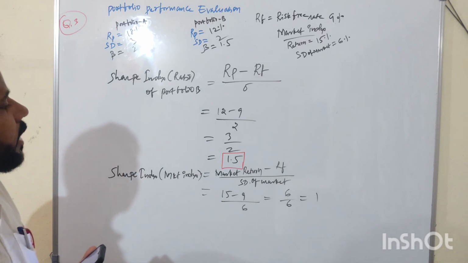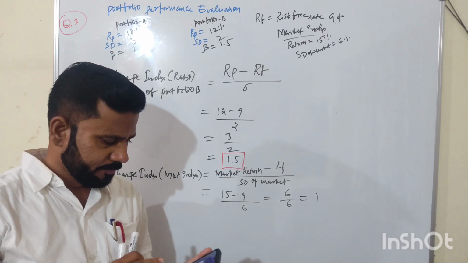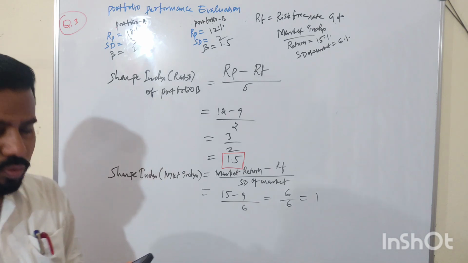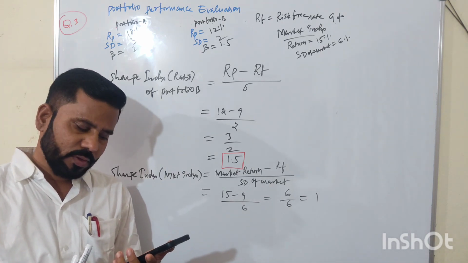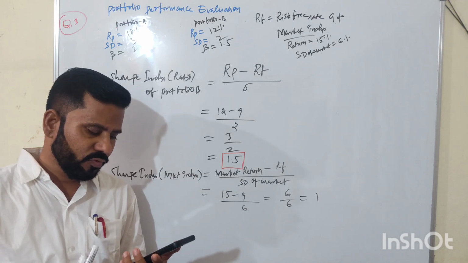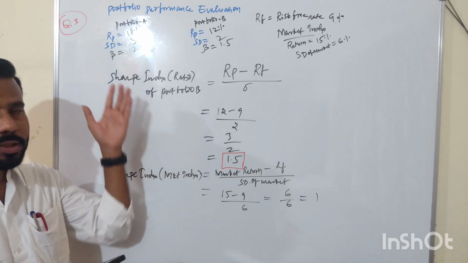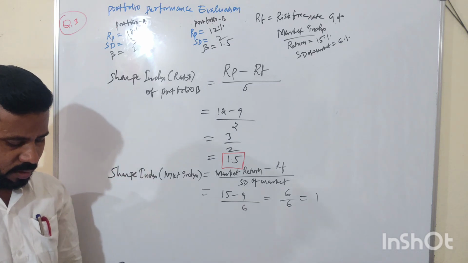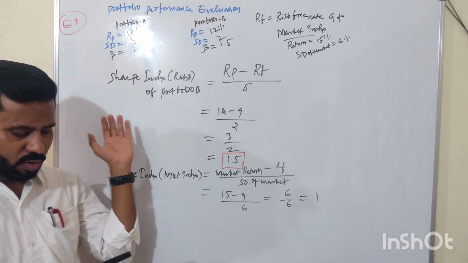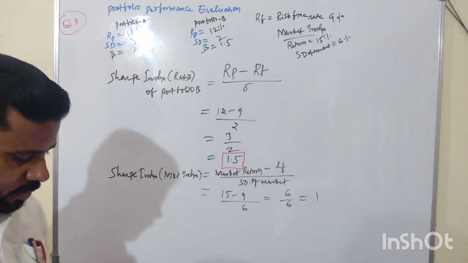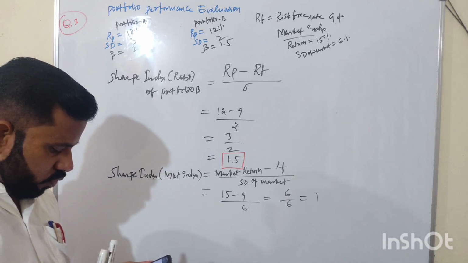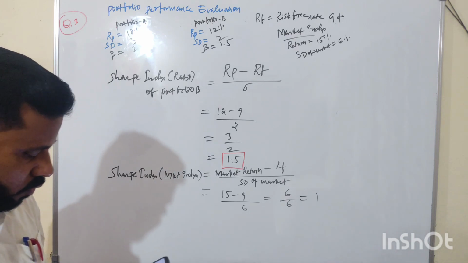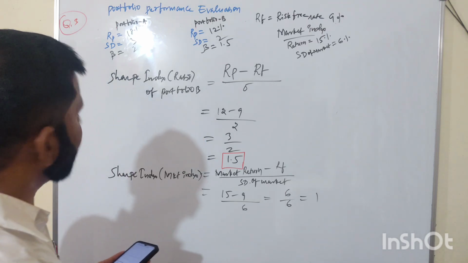Okay, that's over. I think we have also evaluated the portfolio performance according to the Treynor ratio and according to the Sharpe ratio, according to the Treynor index and the Sharpe index. So now, very quickly, let's calculate one more question, that is question number 4.